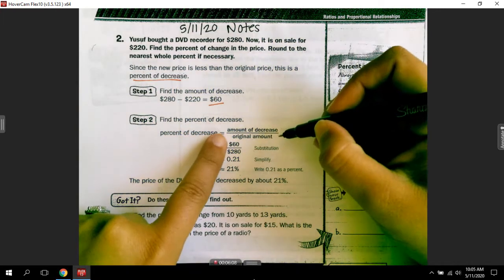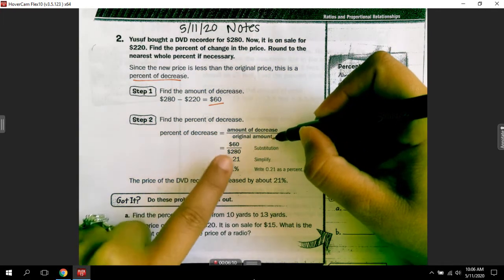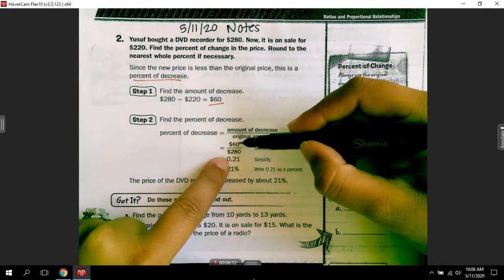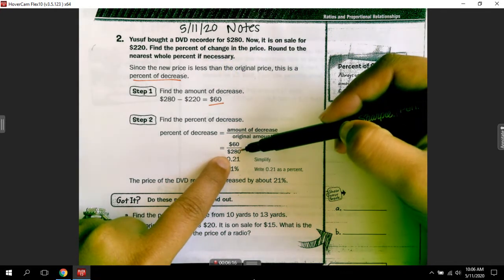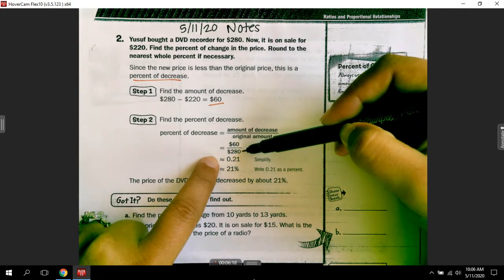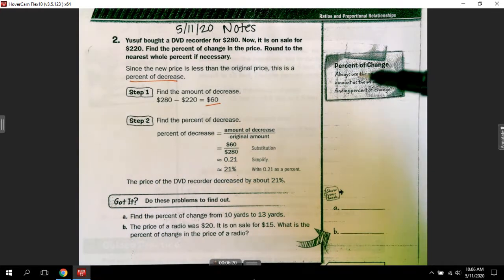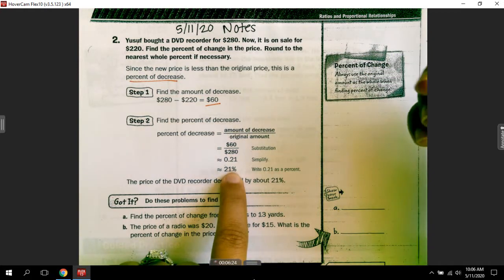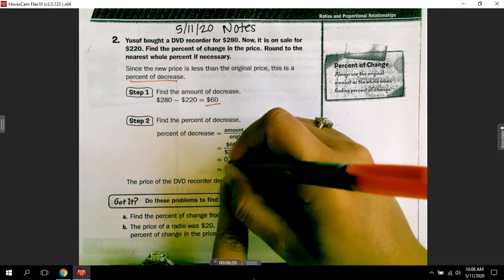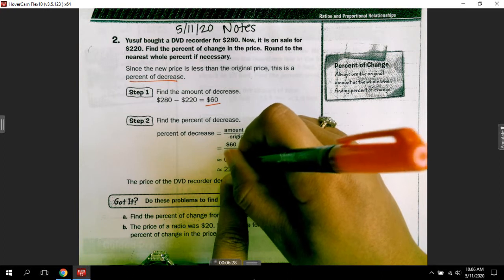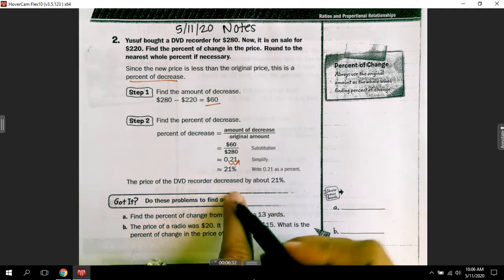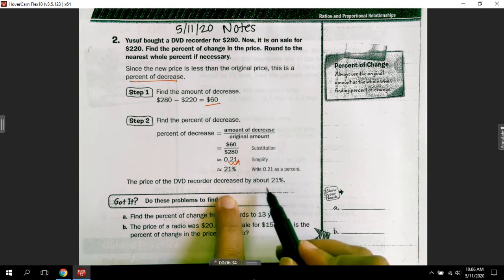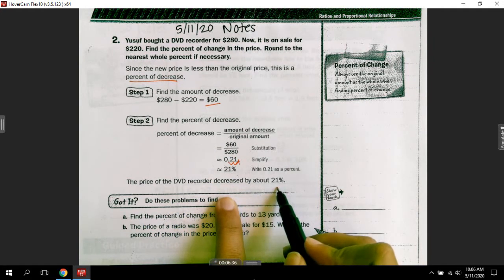So now you're going to take that original amount and you're dividing by it. Okay, so 60 is how much it was changing. It was originally $280, so I'm dividing by 280. So 60 divided by 280 gives me 0.21 rounded. And then you multiply that by 100 or either move that decimal place to the right. Okay, so that gives you a 21%. So it was decreased by about 21%.